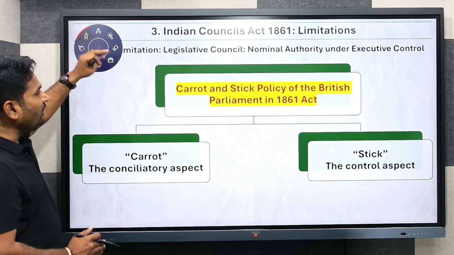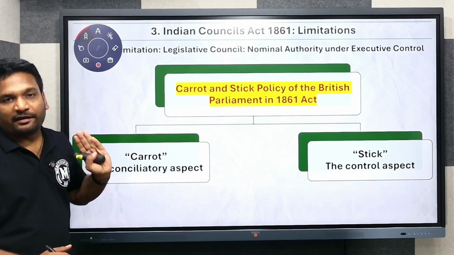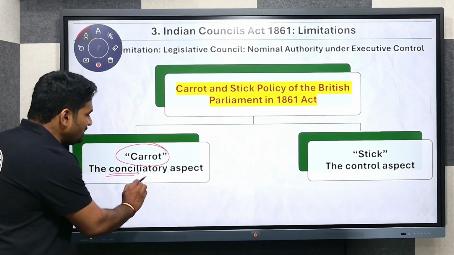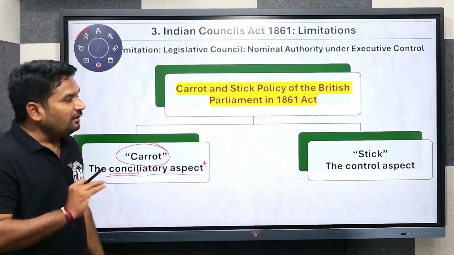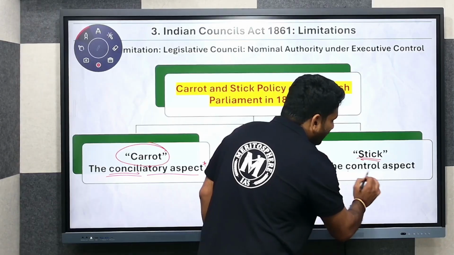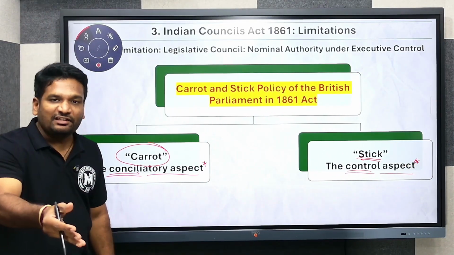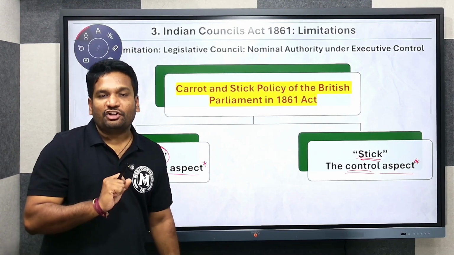So here we are going to look into the carrot and stick policy of the British Parliament under the provisions of the 1861 Act. The carrot policy is nothing but the conciliatory aspect. The conciliatory measures were granted through the carrot, whereas the stick is nothing but the control measures under the same legislation. Both were included under the same legislation.